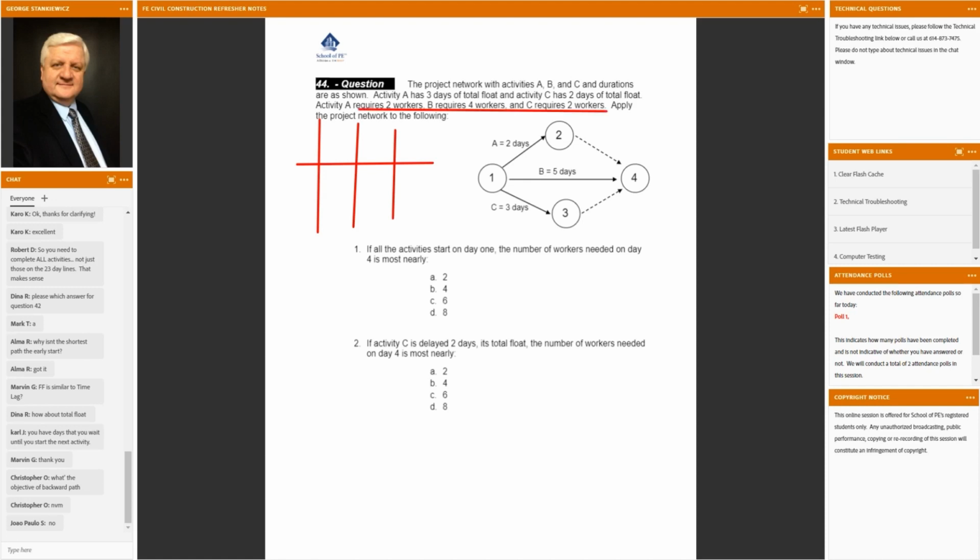So the only way to solve this problem is to identify how many paths there are, the duration of each path, the critical path, and we're going to calculate the total float for each of these activities.